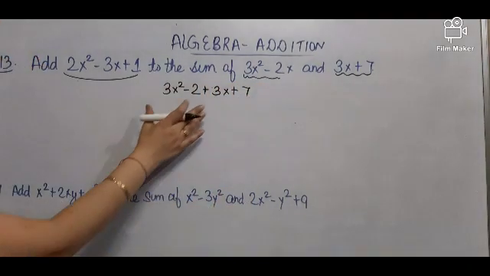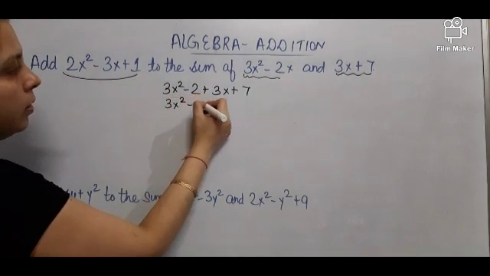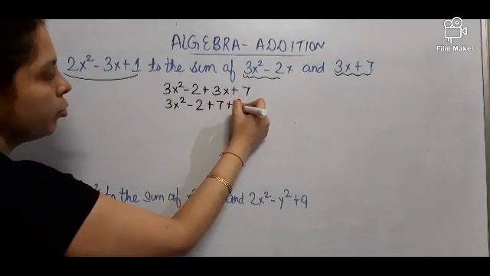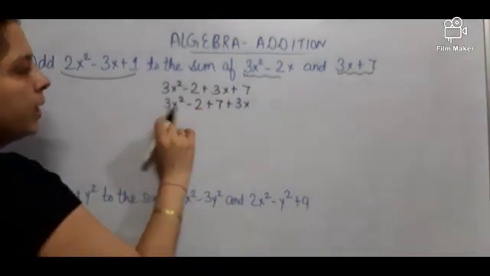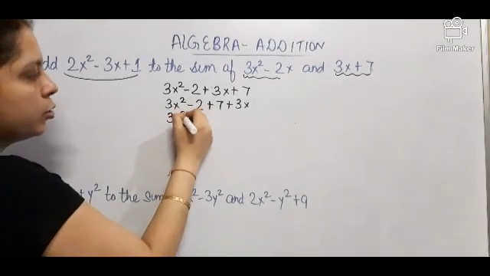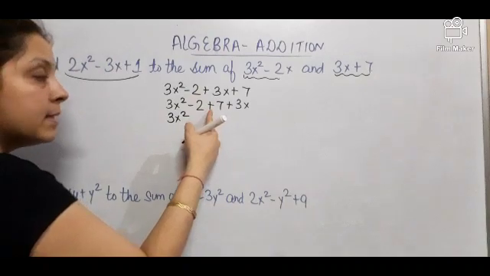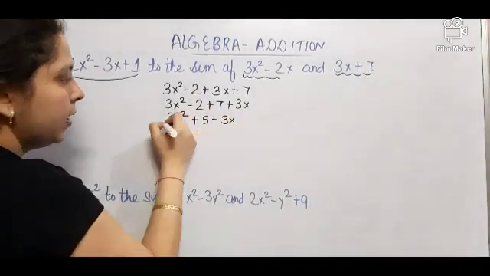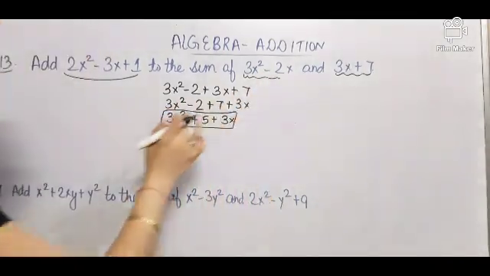Okay, so let's write the like terms together. Minus 2 plus 7 plus 3x. So we have only constants. Yes, one positive and one negative results to negative. That means 7 minus 2 is 5, and as 7 is preceded by positive sign, so we have plus 5. Okay, so this is the result of this part, the sum of this.